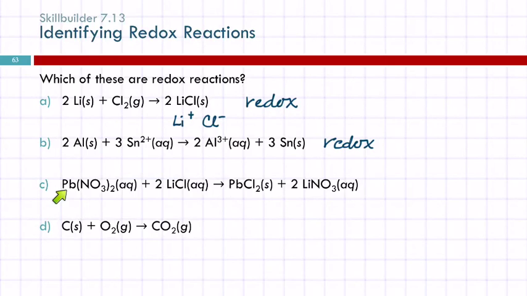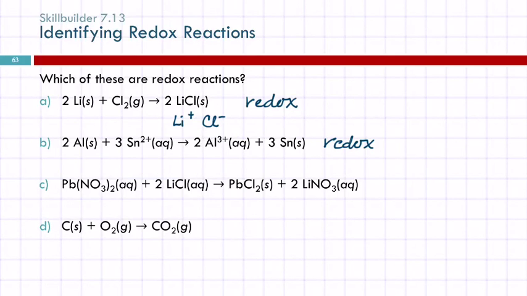So is lead an ion over here? Yeah, it's part of an ionic compound. Is lead an ion over here? Yeah. How about nitrate? This is an ion, and there it's an ion. Lithium's an ion, and it's still an ion, and chloride's an ion, and chloride's an ion. There's no electrons being transferred.